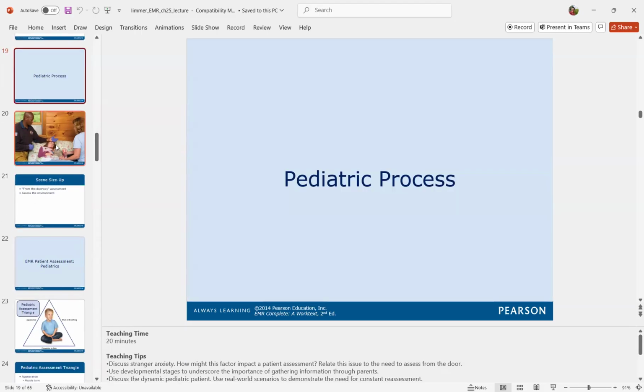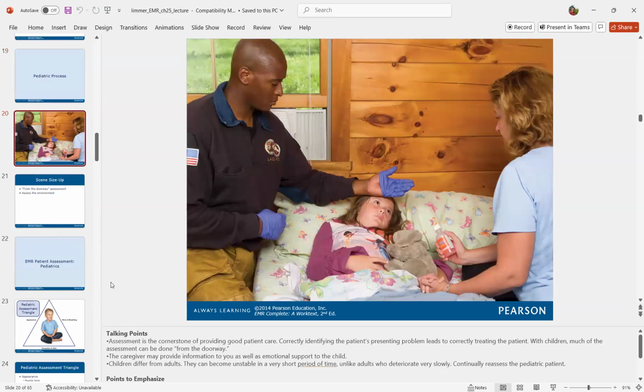All right, the pediatric process. Assessment is the cornerstone of providing good patient care. Correctly identifying the patient's presenting problem leads to correctly treating that patient. With children, much of the assessment can be done, as they say, from the doorway. The caregiver may provide information to you as well as emotional support to the child.